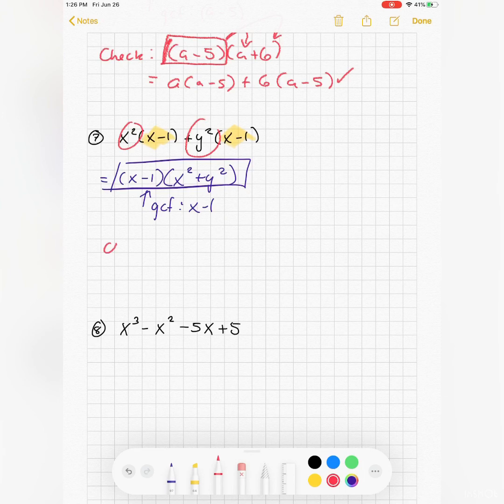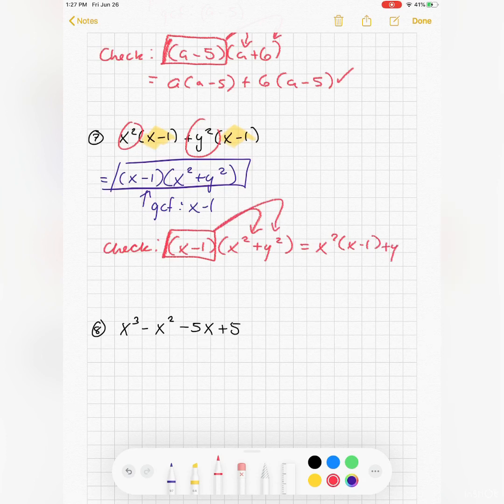And then let me just check it again. So how does this work? I take the GCF and I distribute. So I'd have x squared times x minus 1 plus y squared times x minus 1, which is what I started with.